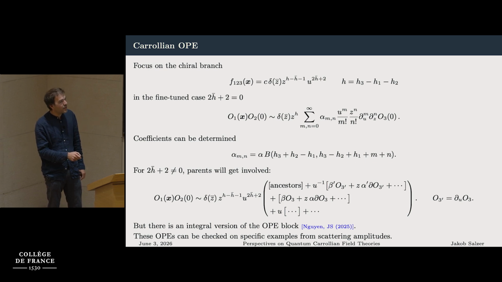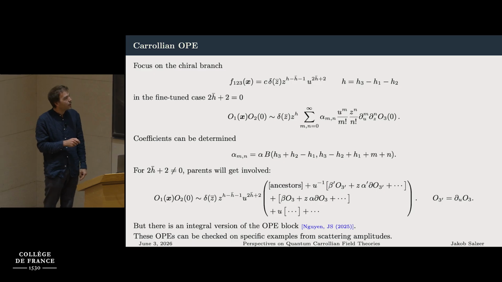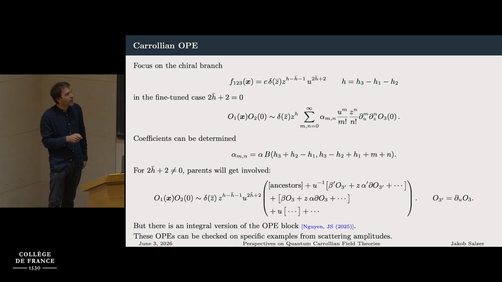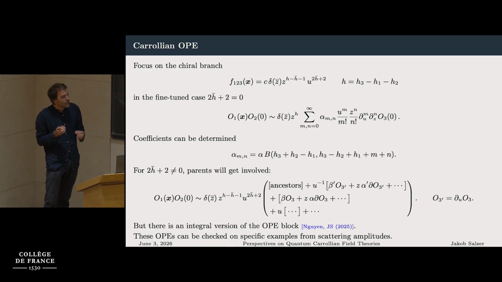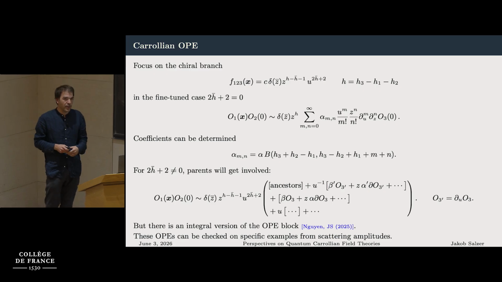And then having this one, you will have to include that one, and this goes on all the way up the ladder. Of course, it also goes all the way down in u. So we see already that this is what I meant before. Except for this fine-tuned situation, in the u direction this theory seems to be a bit non-local. Indeed, you can write an integral version of this OPE block.